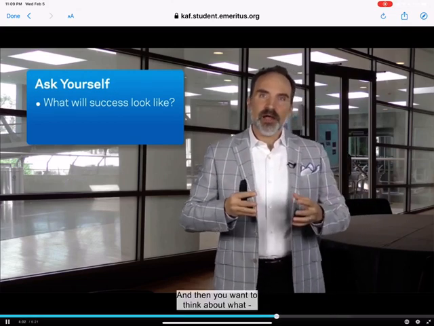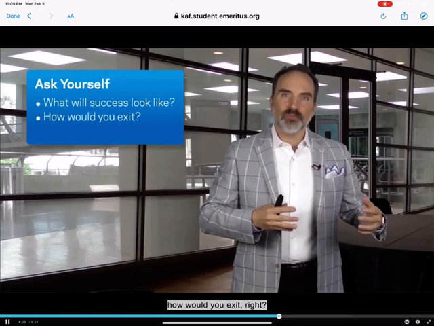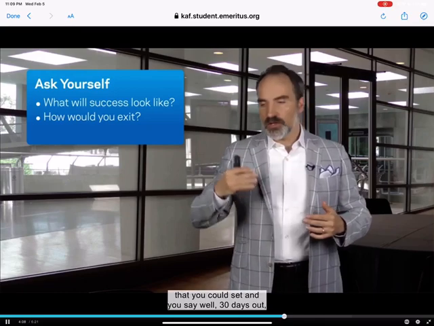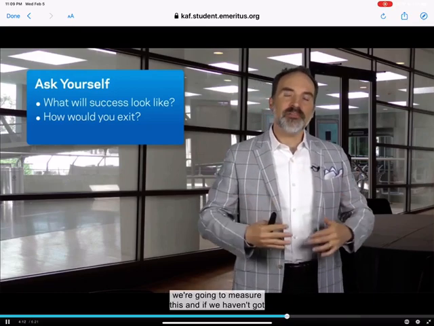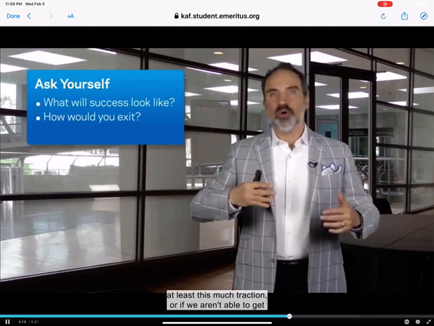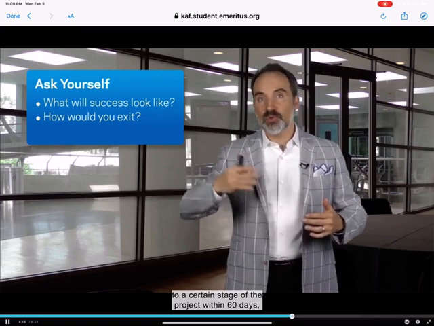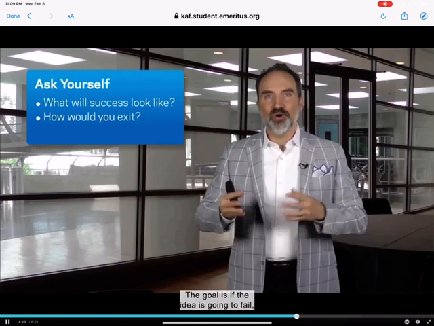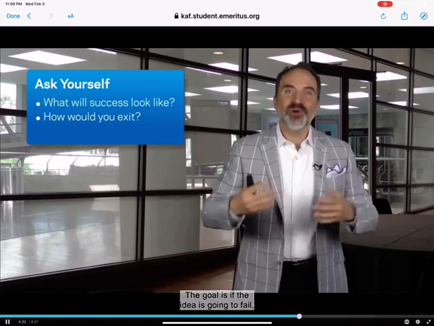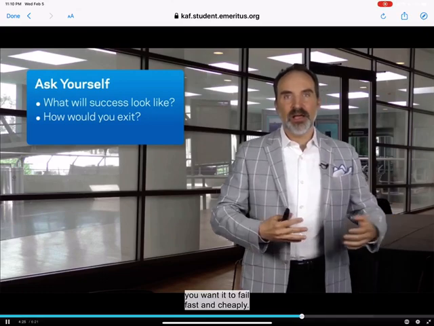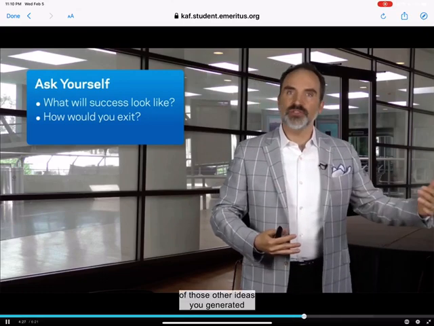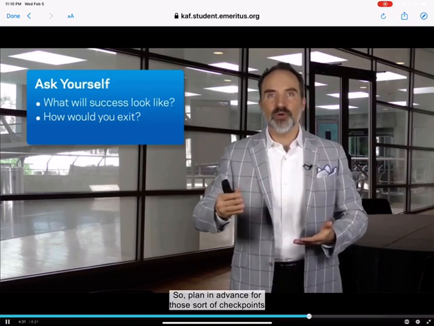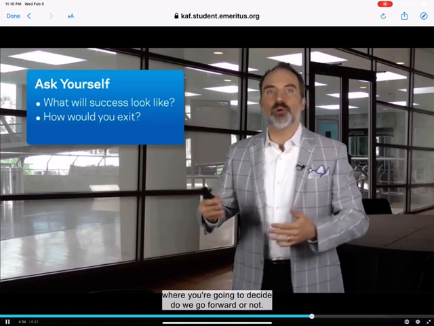And then you want to think about how would you exit, right? So what are the warning signs or what are the measures that you could set and you say, well, 30 days out, we're going to measure this. And if we haven't got at least this much traction, or if we aren't able to get to a certain stage of the project within 60 days, then we know this is not really the best opportunity. The goal is if the idea is going to fail, you want it to fail fast and cheaply. And then you can go on to some of those other ideas you generated in your strategic planning. So plan in advance for those checkpoints where you're going to decide, do we go forward or not?